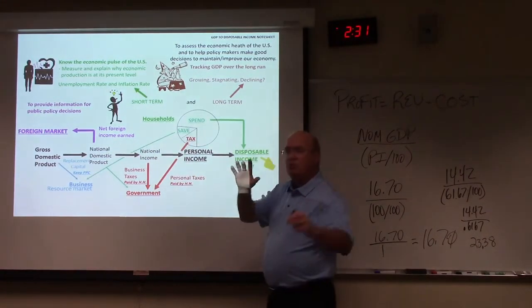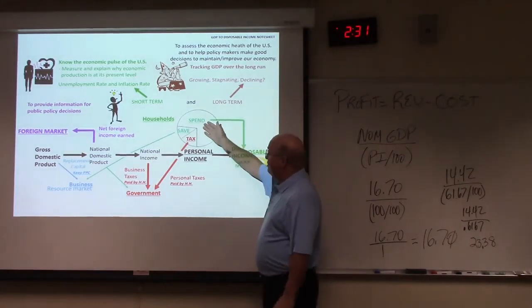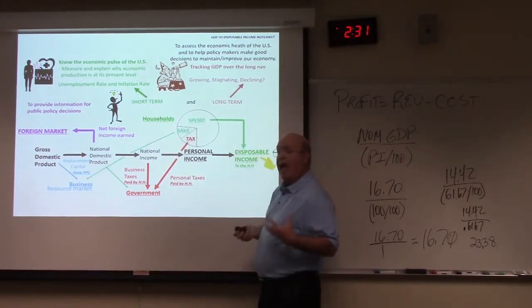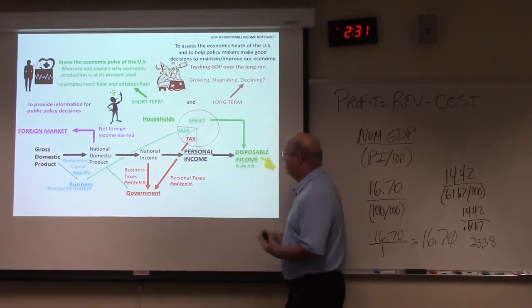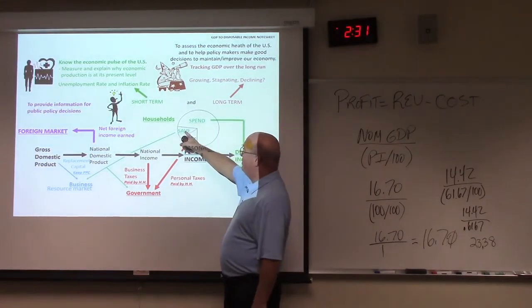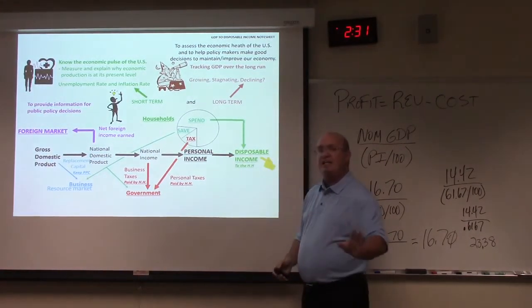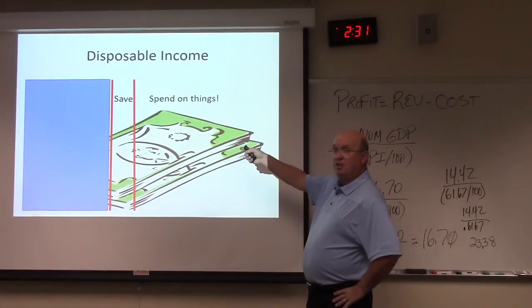Remember, savings goes to our capital market. But the money that we have after our paycheck, this one's called personal income, this one's called disposable income. Because we can do whatever we want with our savings and spending. Nobody can tell us what to do and what not to do with it. Right? There's our disposable income.